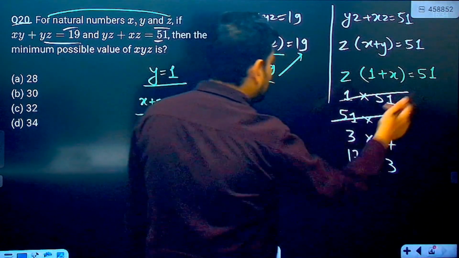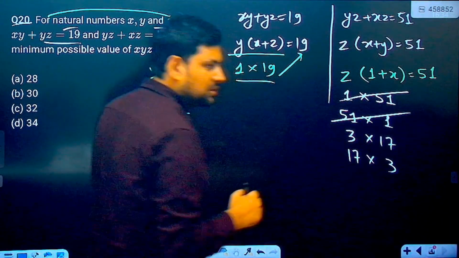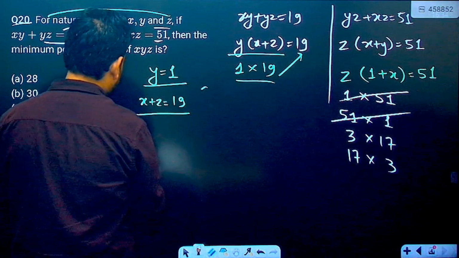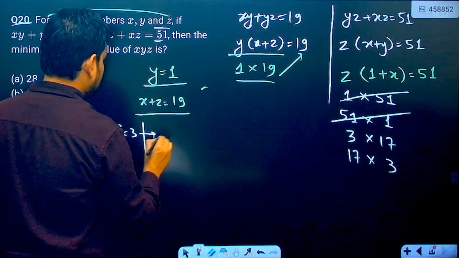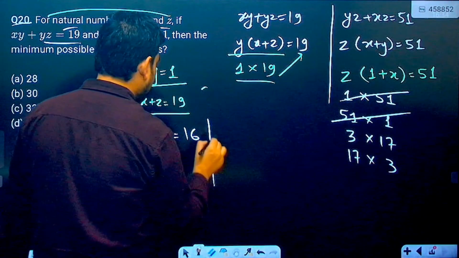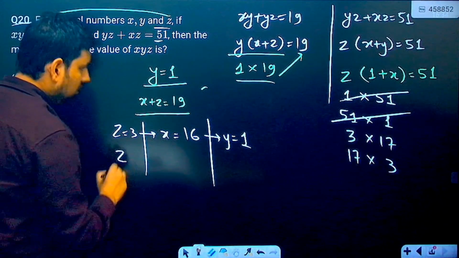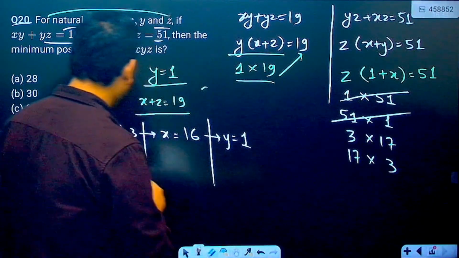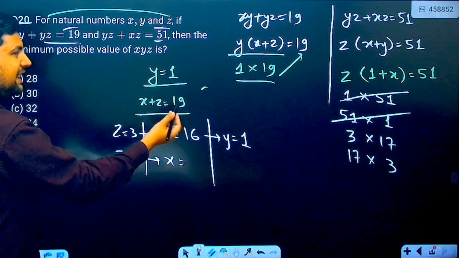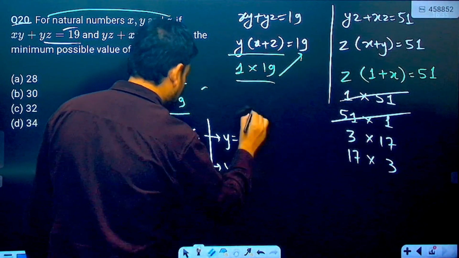Now, this you can solve. So, if I take z is equals to 3, that means x is what? If I put z is equals to 3, what is x? X is equals to 16. Correct? What was the value of y? So y is always 1. Then let's take the other value. So I take z is equals to 17. So z is 17. What is x then? X is 19 minus 17, that is 2. And what is y? Y is always 1.